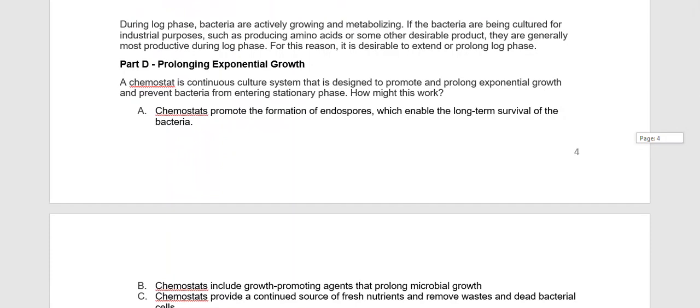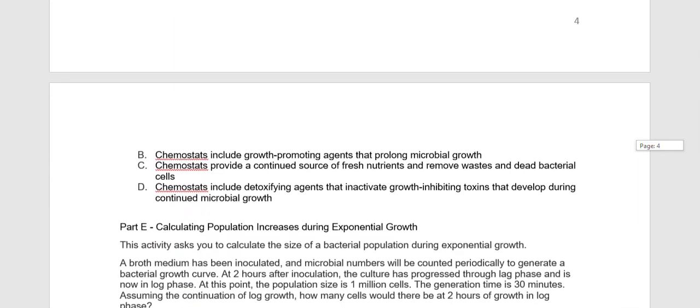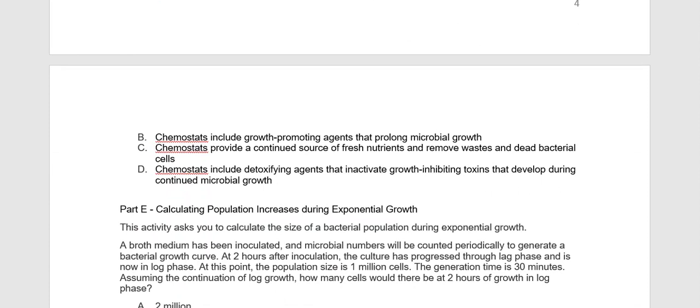A, chemostats promote the formation of endospores, which enable long-term survival of bacteria. Although endospores do enable long-term survival of the bacteria, not all bacteria are capable of forming endospores. So that one doesn't work for us. B, chemostats include growth-promoting agents that prolong microbial growth. Well, that would be good, but that's really just answering one portion of the problem. We don't know how we're going to get rid of all these waste products that are accumulating in there. So although B sounds nice, it's not really addressing both sides of the issue that we're having.